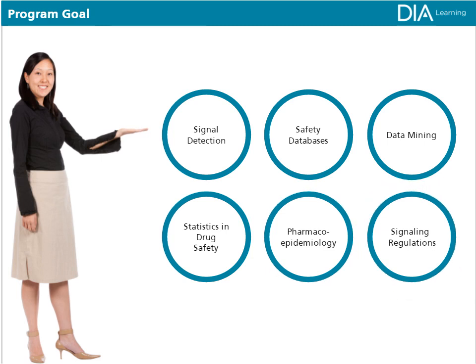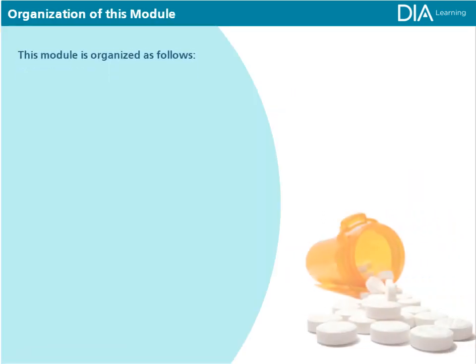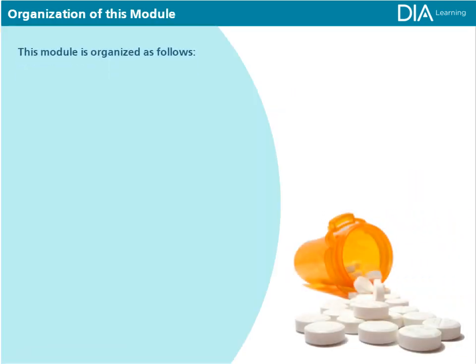regulations. This module provides information about safety signal basics, safety databases, data mining and the use of statistics in drug safety, principles of pharmacoepidemiology, and signaling regulations and guidances. This module is organized into the following lessons.